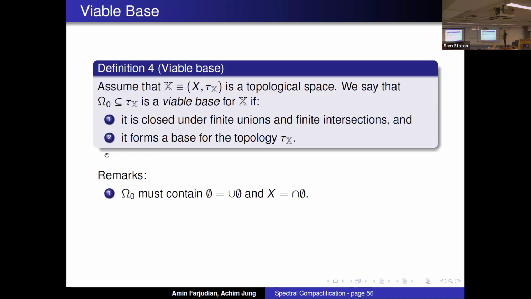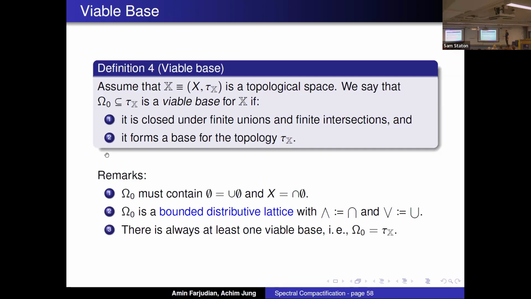Because we say closed under finite unions and intersections, it means that it must have the empty set and the entire space. So it's a ring of sets for those of you who know what that means, but in any case, it forms a bounded distributive lattice with the meet being intersection and join being the union. There's always at least one viable base. Just take the entire topology. You always get a viable base.